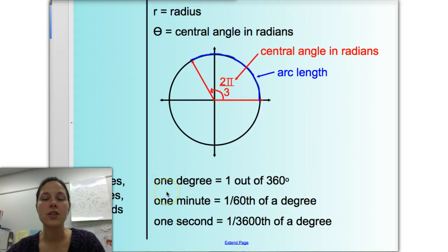Our last formula is to convert between decimal degrees, so like 57.3 degrees, and what are called degrees, minutes, and seconds. So it's a more precise way of measuring angles when you talk about the minutes and seconds. And just like minutes and seconds in an hour, 1/60th of a degree would be 1 minute, and 1/3600th of a degree would be 1 second.